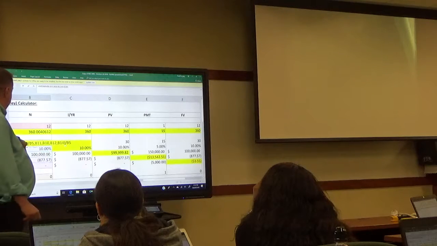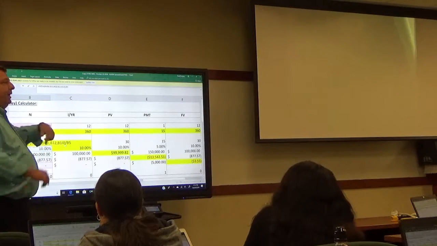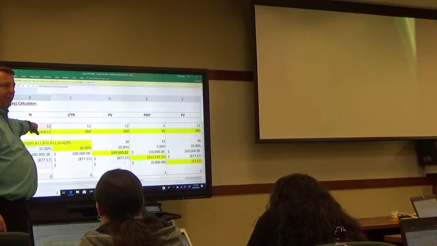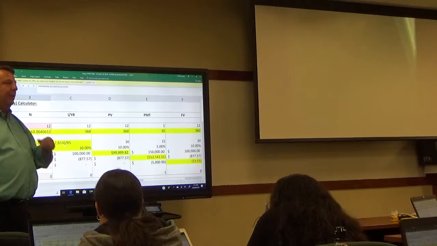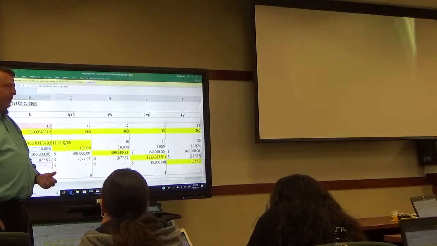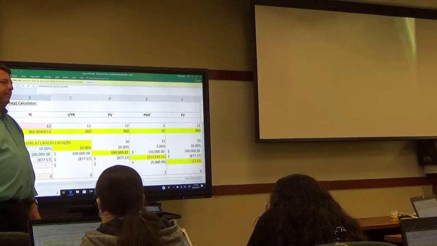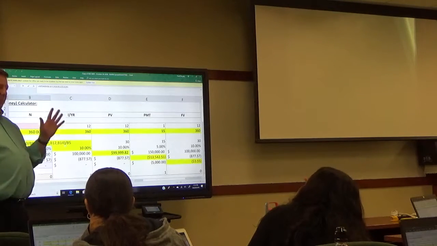Even though the answer would have been right, what if we changed the number of compounding periods? Your formula would no longer work because it would still be set on 12. That's what I mean by hard coding something you don't want to hard code. You want to keep it flexible, is my point.